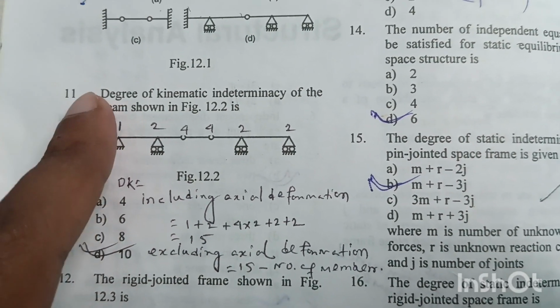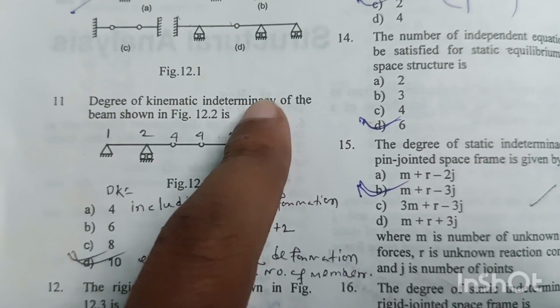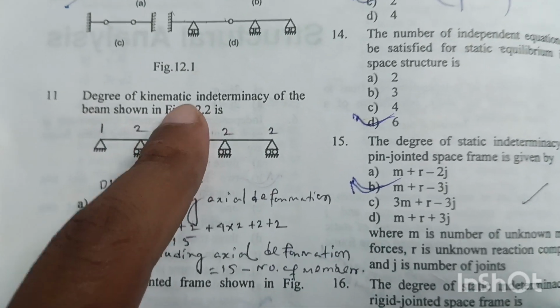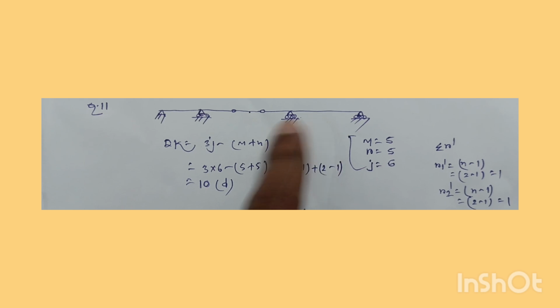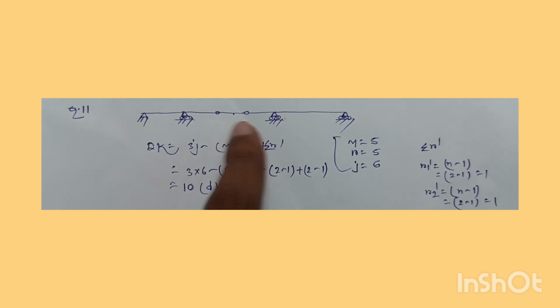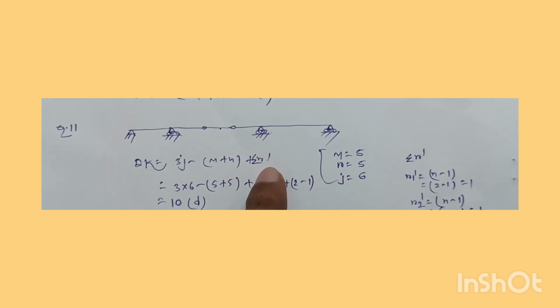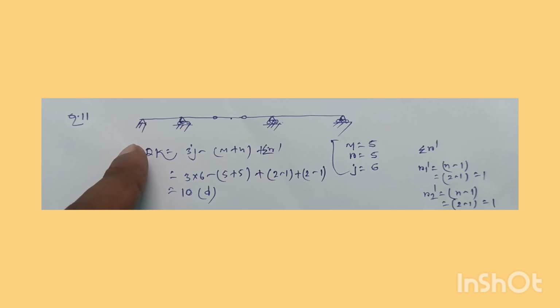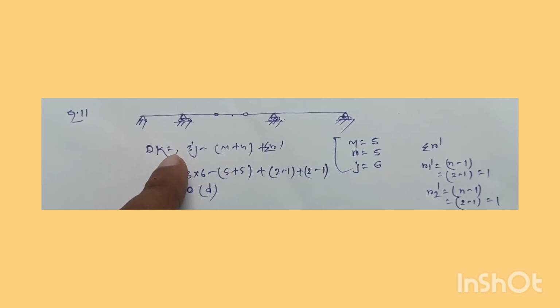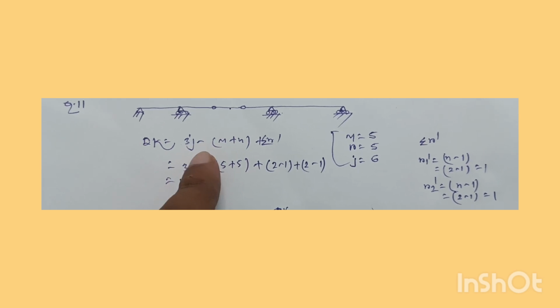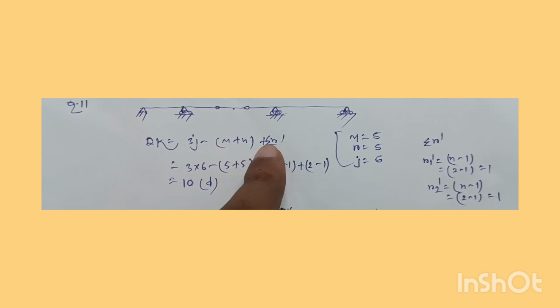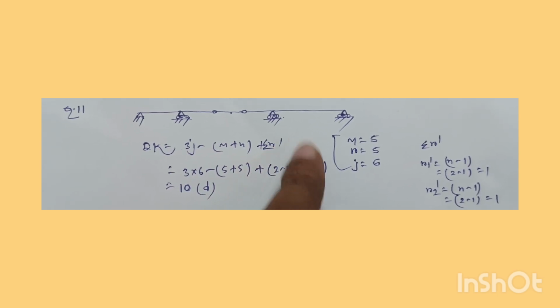So question number 11, degree of kinematic indeterminacy of the beam shown in the figure 12.2 is. So we have to determine the degree of kinematic indeterminacy of this beam. Okay. So we know the formula, degree of kinematic indeterminacy Dk for this rigid jointed plane frame equals 3j minus m plus r plus summation of r dash.